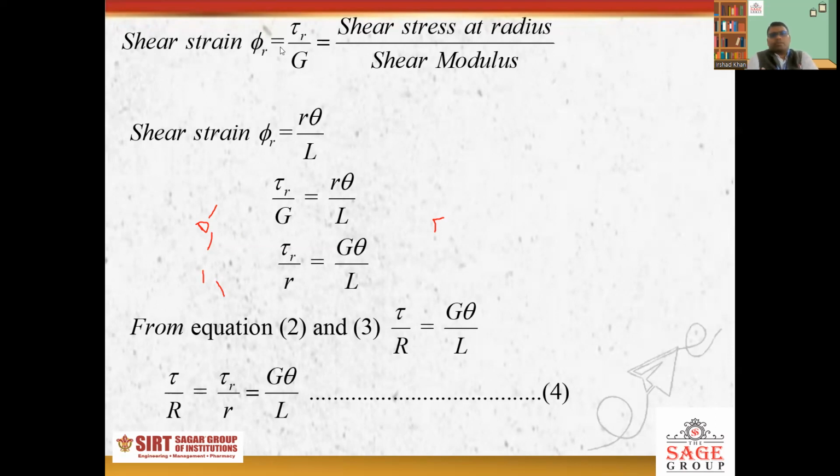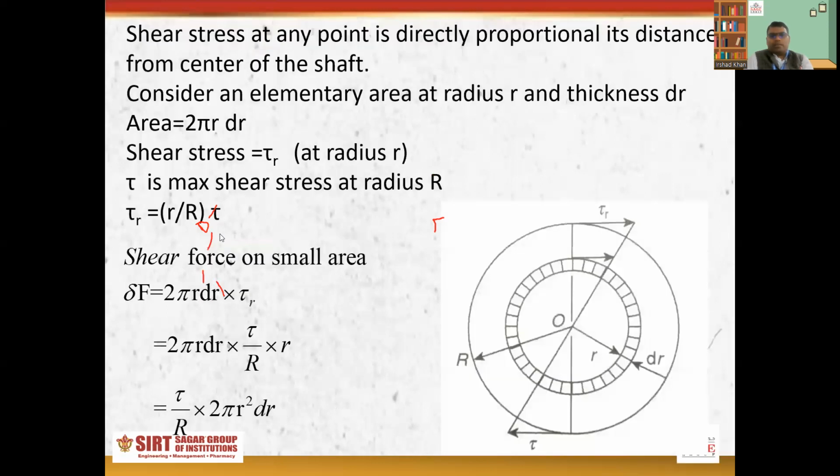So you just equate both, so we can get tau r upon r equals G theta by L, and similarly at radius R we can write tau upon capital R equals G theta by L. So on both sides the term G theta by L is common, so we can write tau upon capital R equal to tau r upon small r equal to G theta upon L. This is one part of what we have got until now.